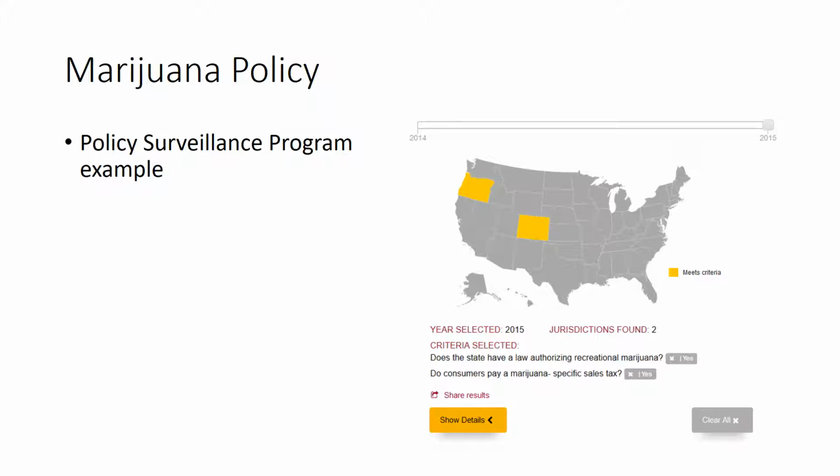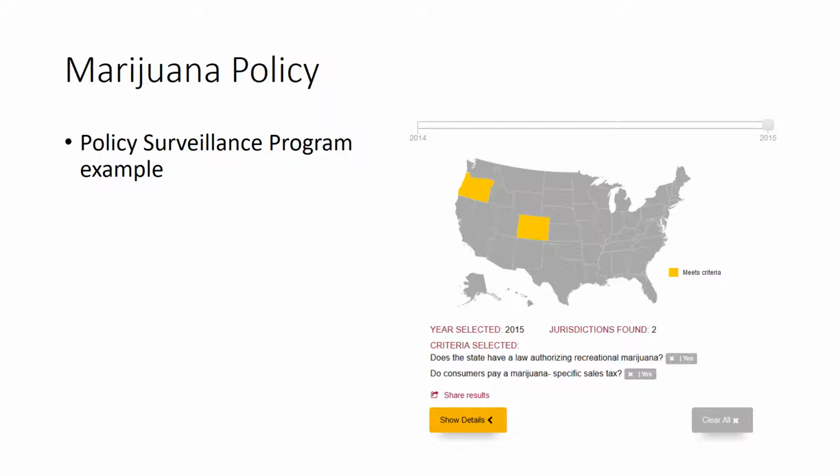So in 2015, which was the last year this information was available for this criteria, I selected which states have a law authorizing recreational marijuana and which states have consumers pay a marijuana-specific sales tax. And of those, it was Colorado and Oregon. Now, Washington also has a recreational marijuana law. As of 2017, other states have recreational marijuana laws, particularly Massachusetts had one. I know that because I voted in that election.